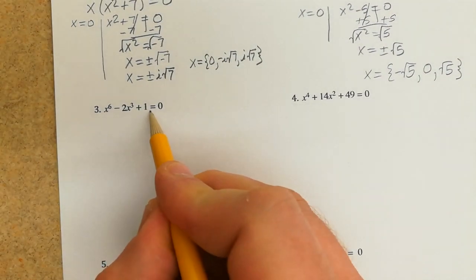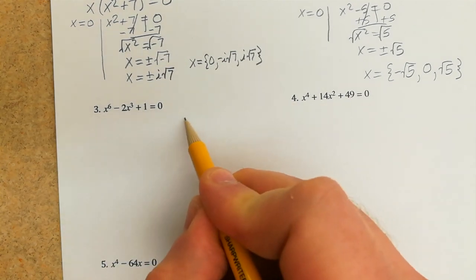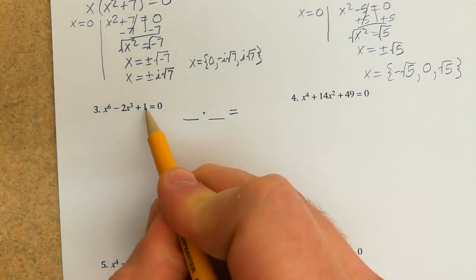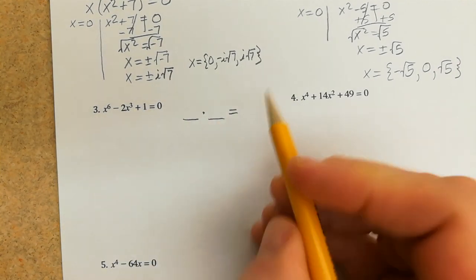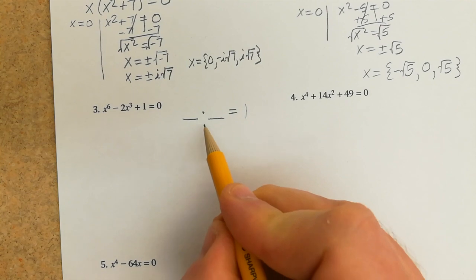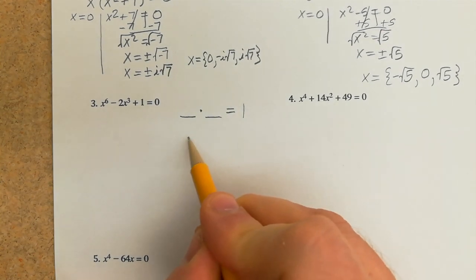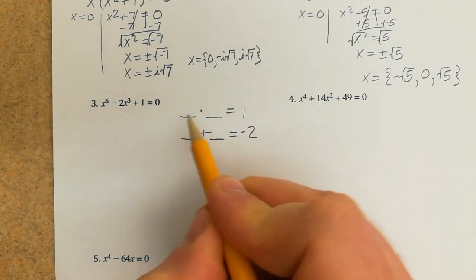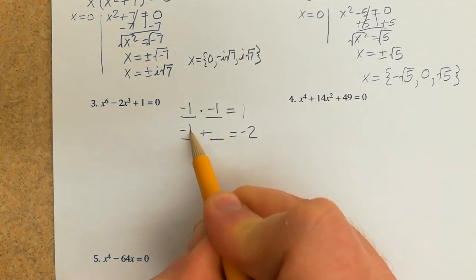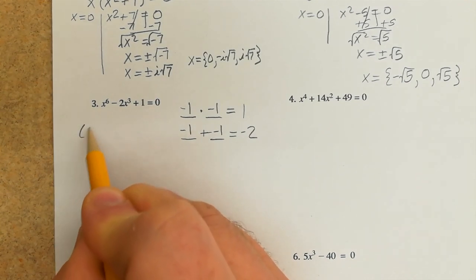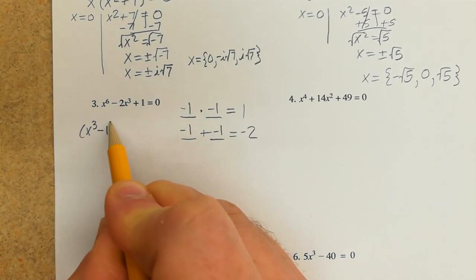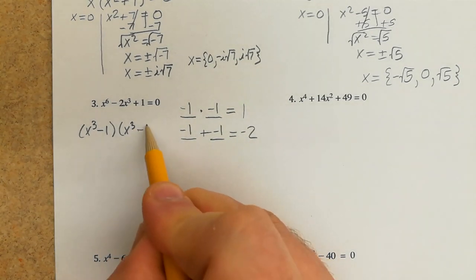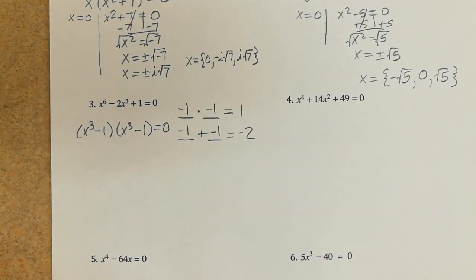Okay, let's take a look at number 3. We can't take anything out of all 3 terms. It's a trinomial, so let me see if I can use this method to find 2 numbers that multiply to 1 and add up to negative 2. So something times something equals 1, and those same 2 things have to equal negative 2. Yep, that'll work. Negative 1 and negative 1. So that means I can break this down into x to the third minus 1 times x to the third minus 1 equals 0.